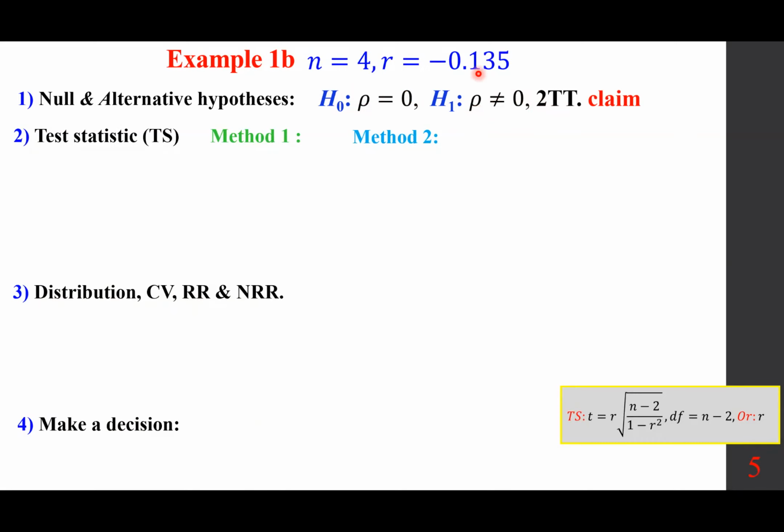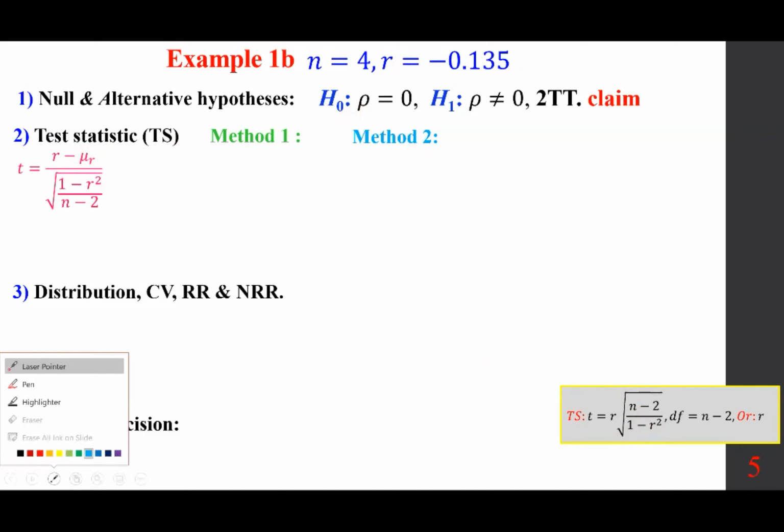And I'm reminding you from the previous page, we have n equals 4, and we calculated R to be negative 0.135. There are two methods. For test statistic, we can use this formula, and on purpose, I'm showing you this formula also. These two are identical, and I hope you recognize that this is algebra. By the way, mu sub R is the same as rho, and comes from H0, and it's always 0 for us.